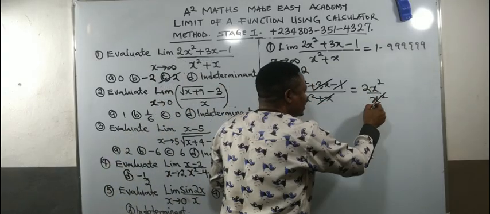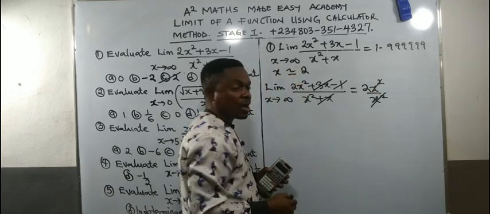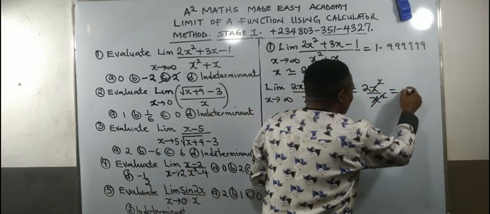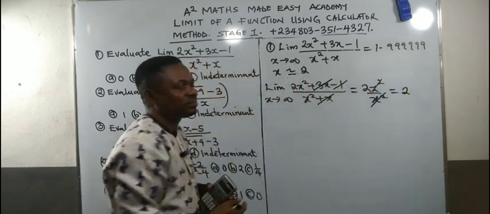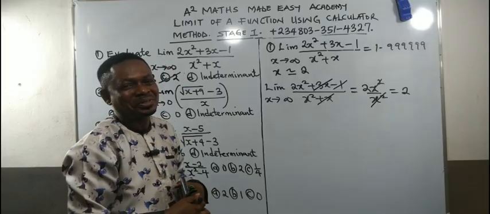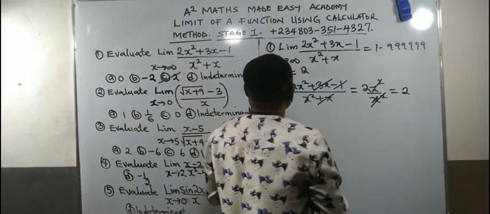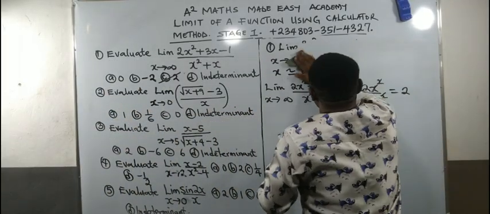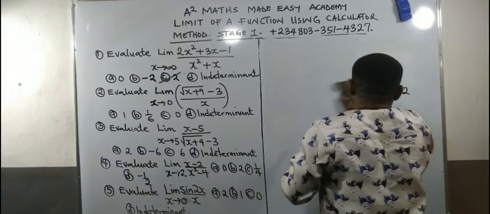Can you see that x squared down, we cancel x squared up? Finally, the answer is 2. Has it corresponded now? That is what we call shortcuts. Then, having been satisfied with question number 1, can we now move to question number 2?